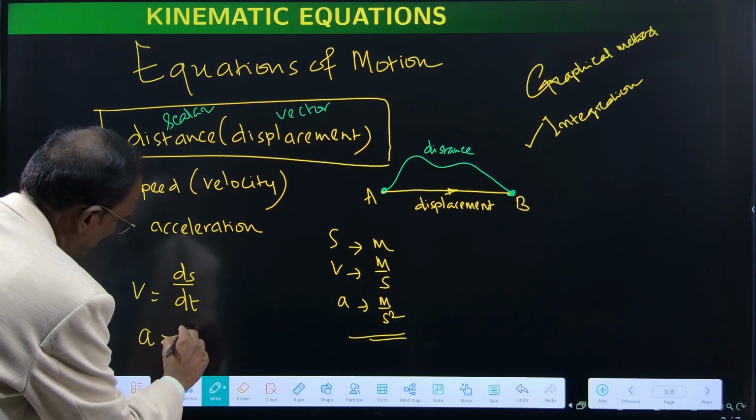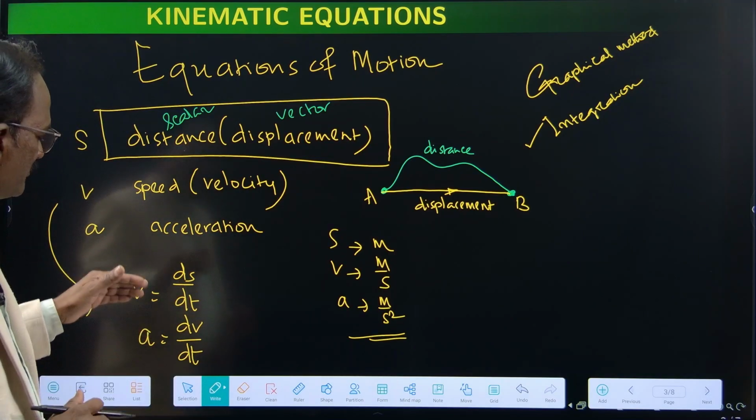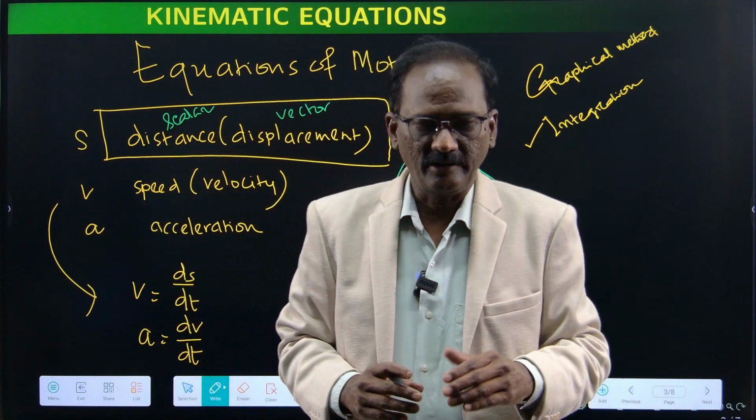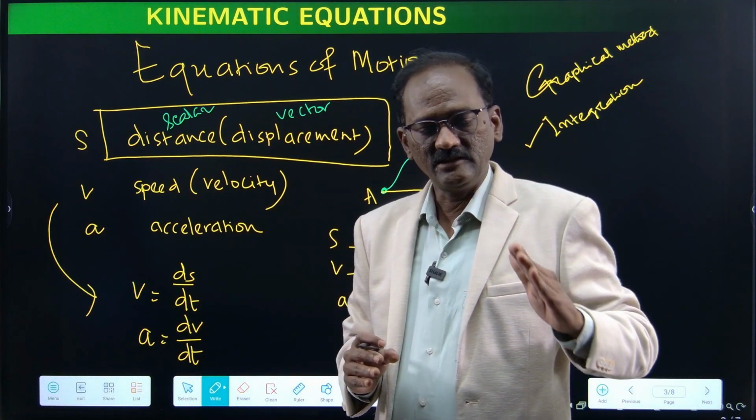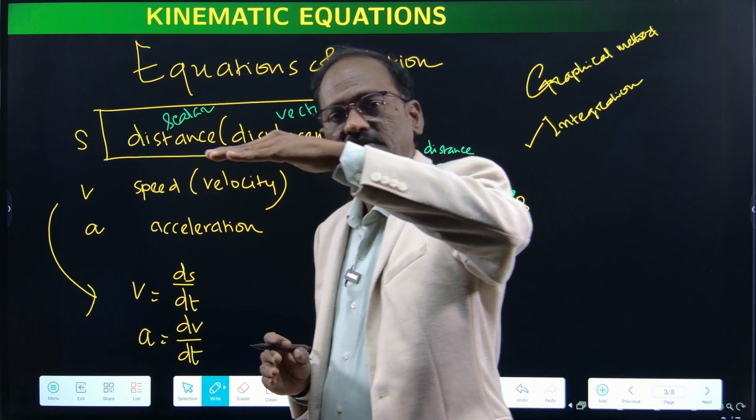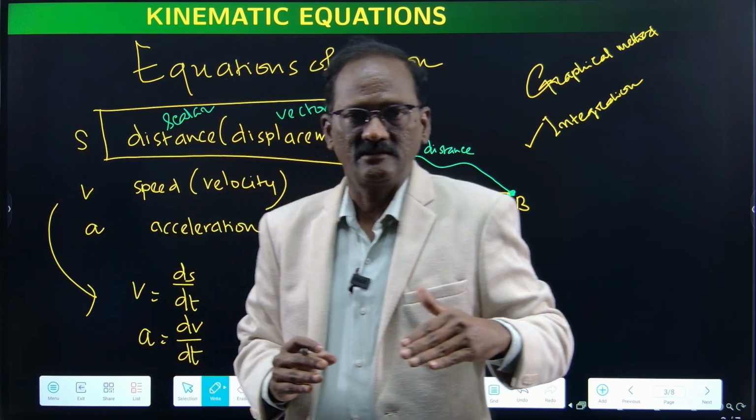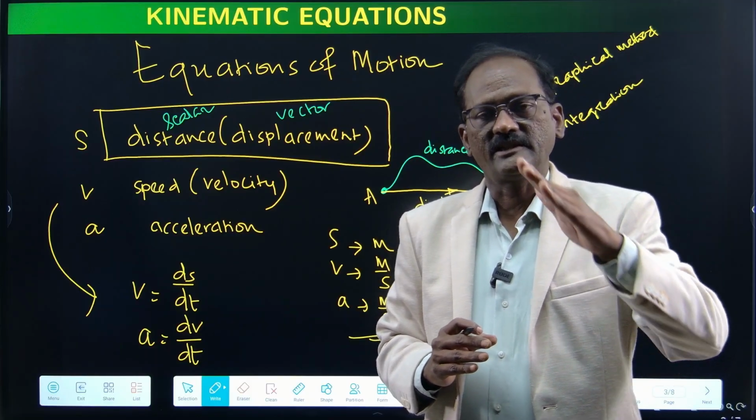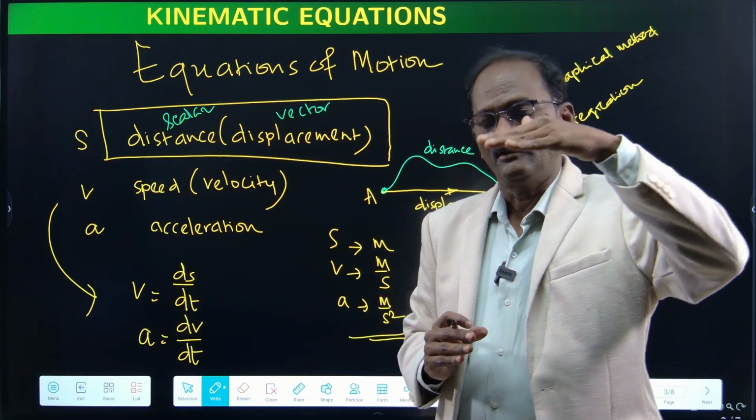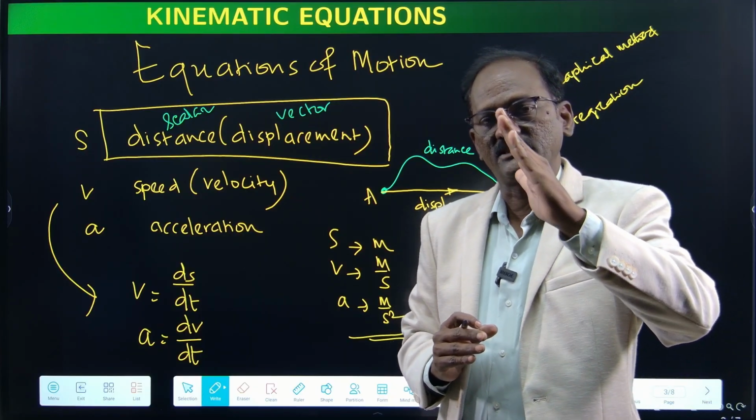And A is dv by dt. How the velocity is changing, right? You can see in an aircraft or aeroplane, right? It is taking off from the airport. Then it is cruising, right? At a constant speed, it is cruising. Then it is landing, right? So three phases. When taking off, it has a constant acceleration. The velocity is changing gradually.